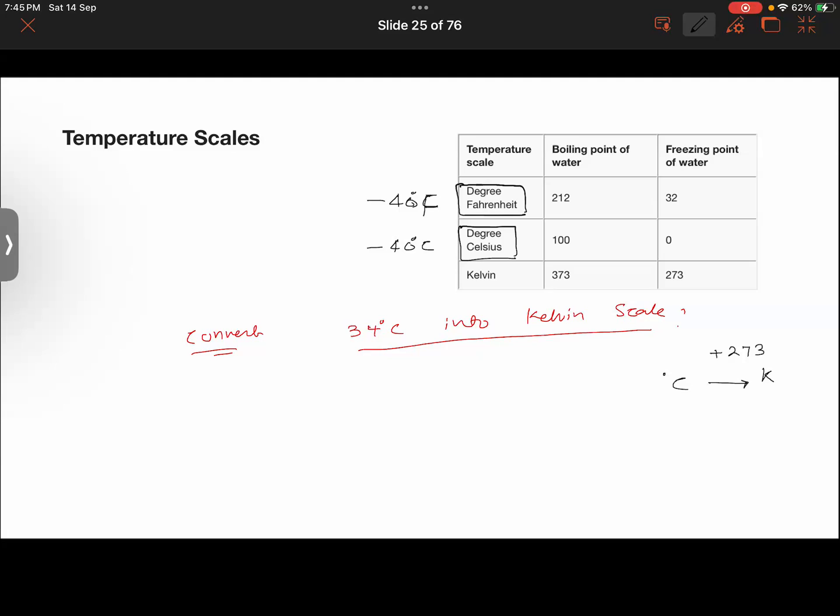So now you understood this, Razan, how we have to do this. This will be 34 degrees Celsius plus 273, and that will be equal to 307 Kelvin. Okay, 307 Kelvin. Suleiman, also make sure that you write the K for Kelvin. Don't miss that, okay? Come on, both of you do one more question. Convert 98 degrees Celsius into Kelvin.